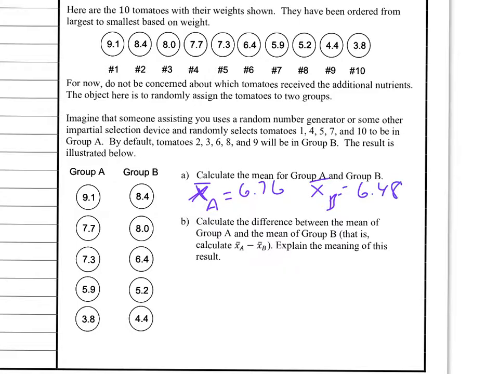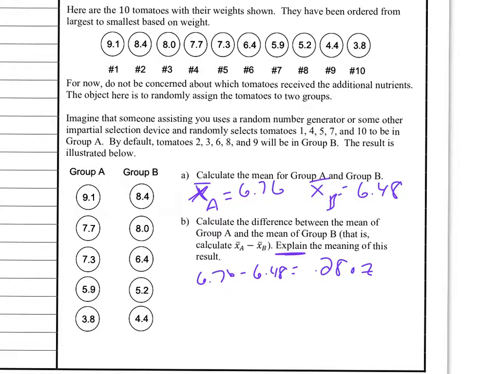So it says, part B, calculate the difference between the mean of group A and the mean of group B, and then explain the meaning of this result. So we're going to subtract 6.76 minus 6.48. We end up with 0.28 ounces. So explain the meaning in the math problem. You need to understand this, not memorize it. It means write out in words, not just show your work.